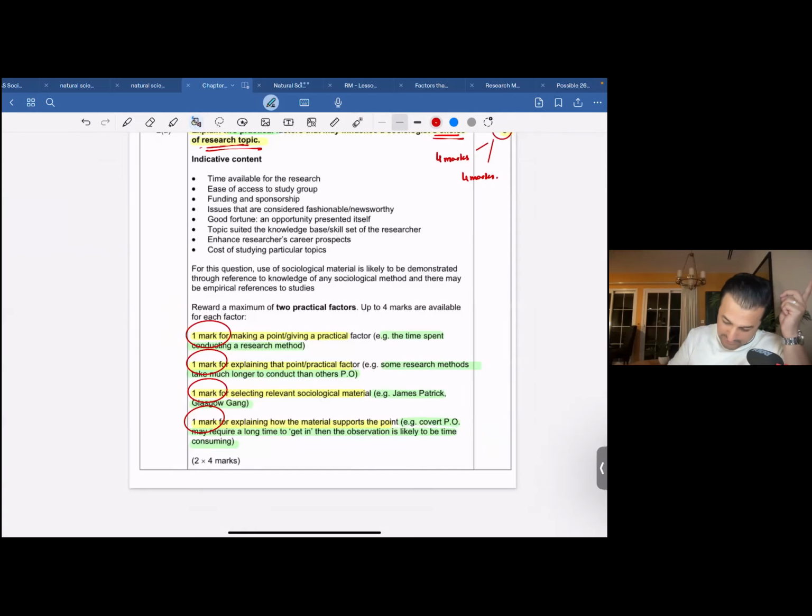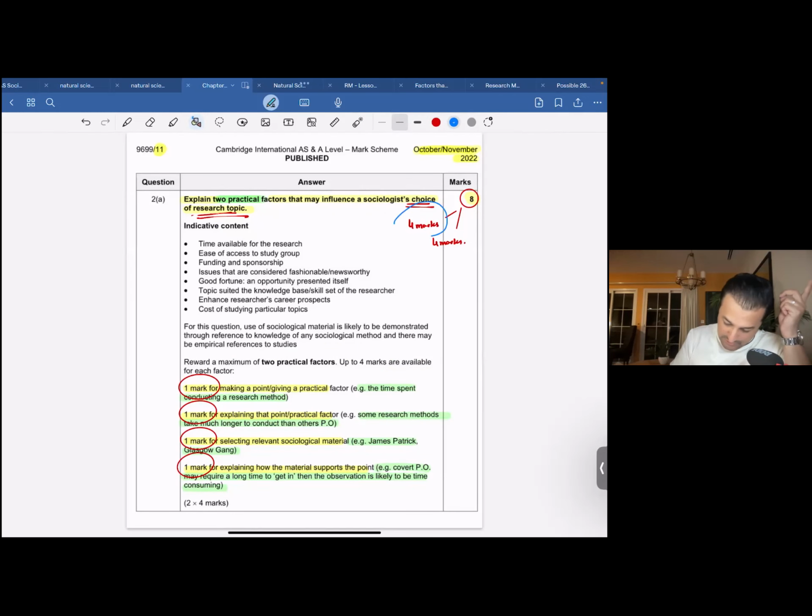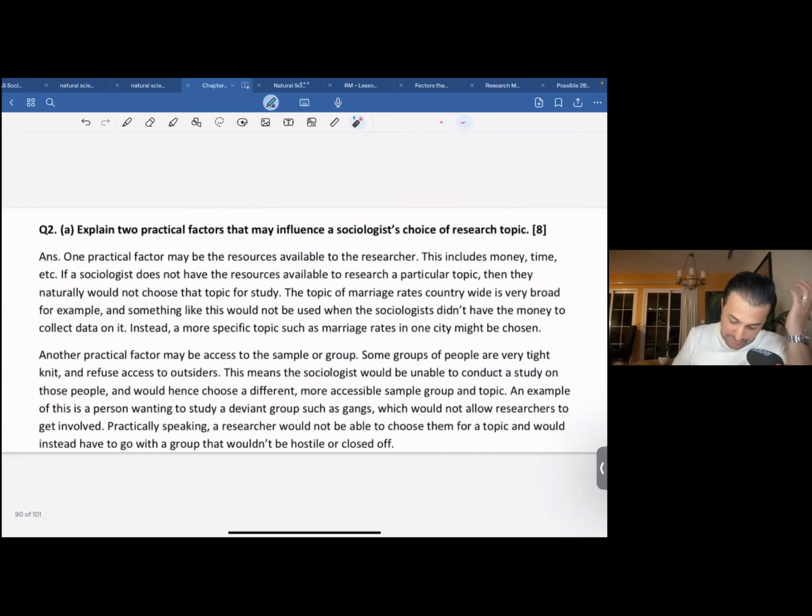1, 2, 3, 4. This is what I just spoke about. Second mark, third mark, and the fourth mark. This is for the first factor, right? And you repeat the same for the second factor. I could show you an answer being written on this as well.